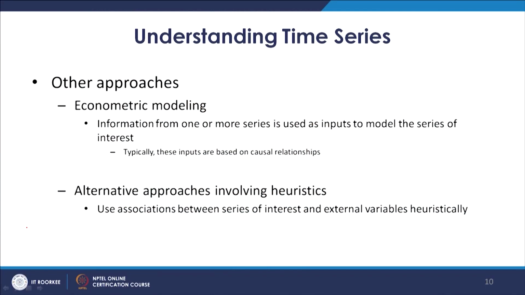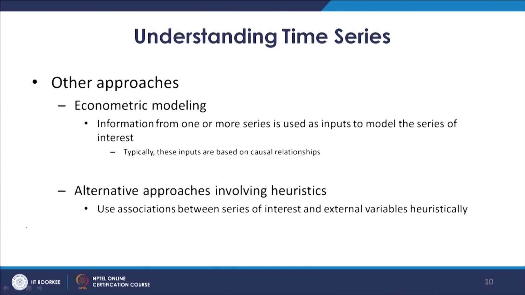If we talk about other approaches, one is the econometric modeling. Econometric modeling could also be used for time series forecasting. What typically happens is information for one or more series is used as inputs to model the series of interest. So in econometric modeling, when we are looking to forecast multiple series, we can extract some meaningful information and use that as input to model the series of interest. Typically these inputs are based on causal relationships.